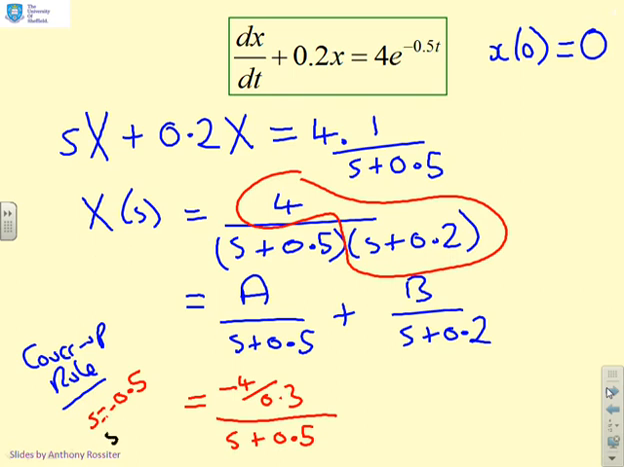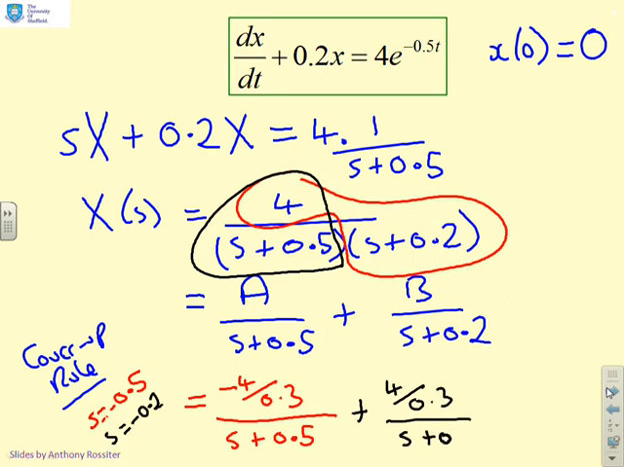Next, I use black. I'm going to set s equal to minus 0.2, and if I do that, I'm going to be using this bit, which I'm just circling in black now. So what you're going to get is plus 4 over 0.3 over s plus 0.2. Hopefully the rest of the inverse Laplace is by inspection. You'll see the two terms I've got at the bottom are simple exponentials, e to the minus 0.5t, e to the minus 0.2t, and obviously the numerators tell us how much you multiply the exponential by.